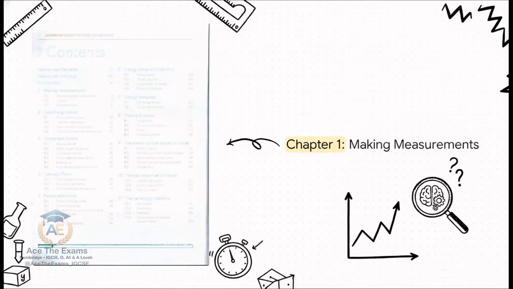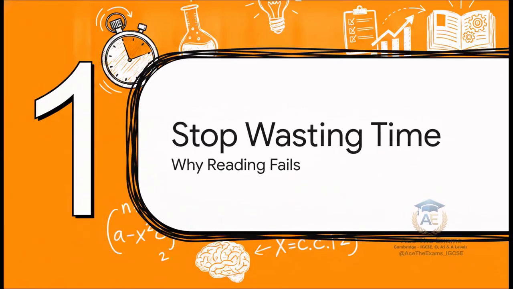We are zeroing in directly on the Cambridge syllabus today, specifically Chapter 1 on making measurements. We're talking length, volume, density, and time. Now, these might sound like easy introductory concepts, but trust me, this is exactly where examiners lay their most rigid point-stealing traps. So, let's break down exactly why your ordinary revision is actually failing you.